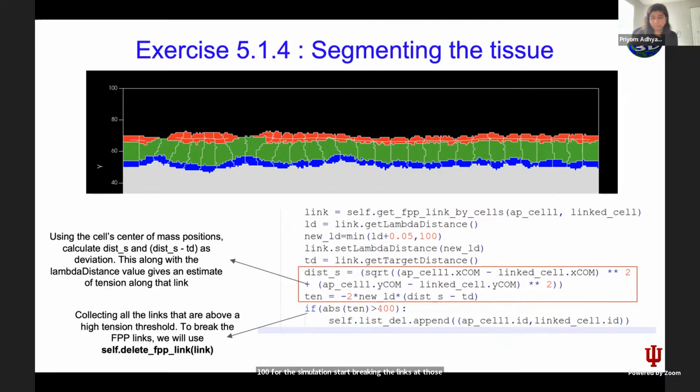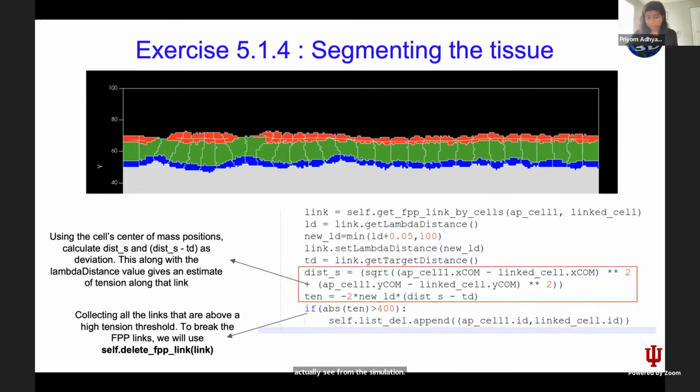And to actually break the link, we're going to be using the properties of delete FPP links. So what I want you to try right now, for the people for whom the simulation is working, which is 5_1_4, is to run it. You will see, and maybe we can talk about what sort of behavior you actually see from the simulation.